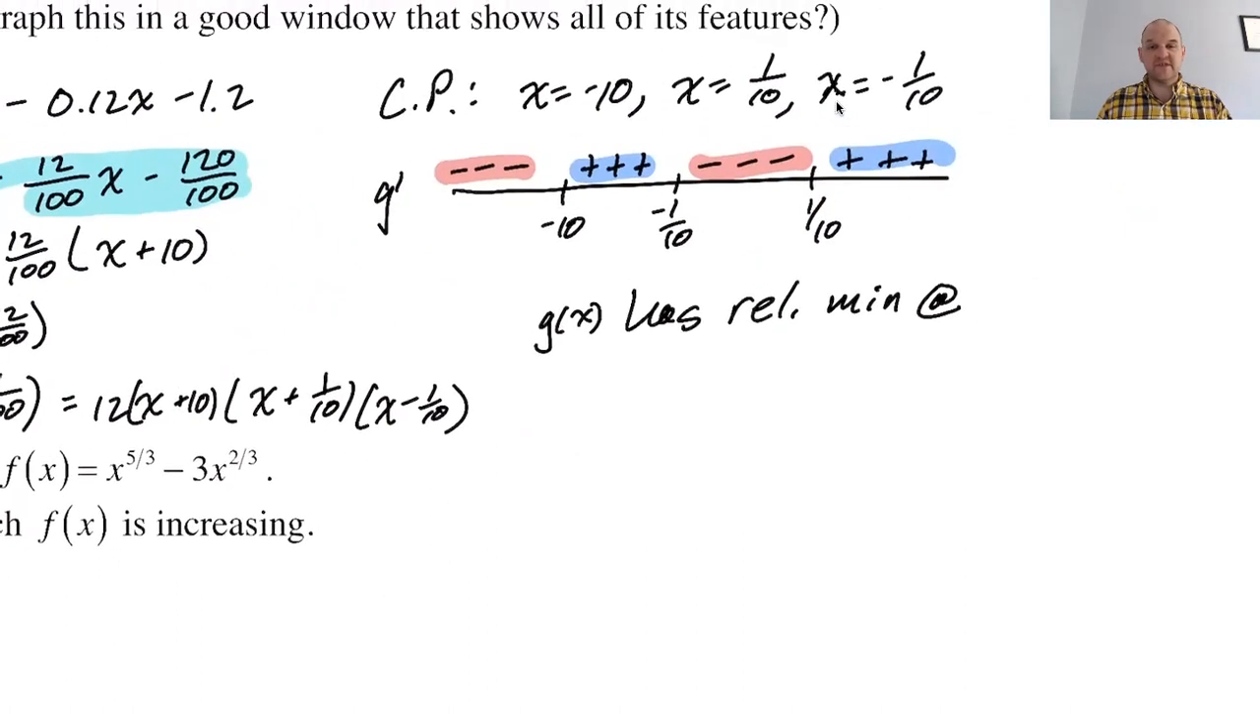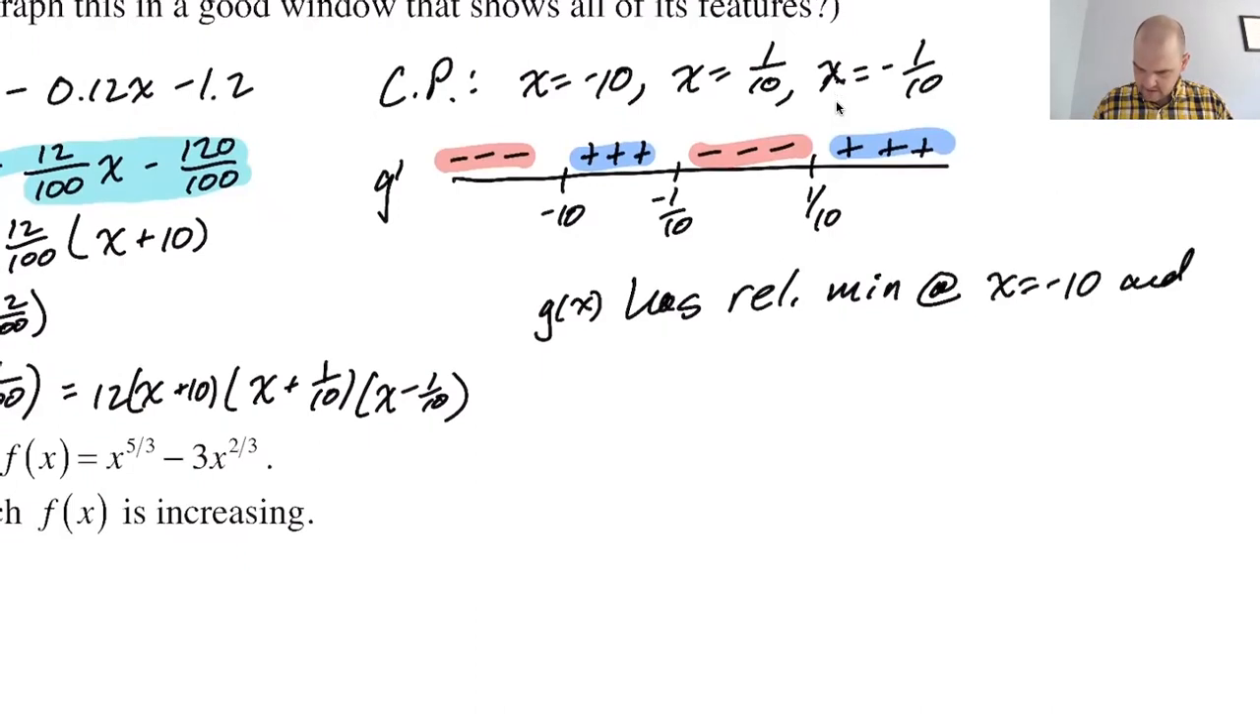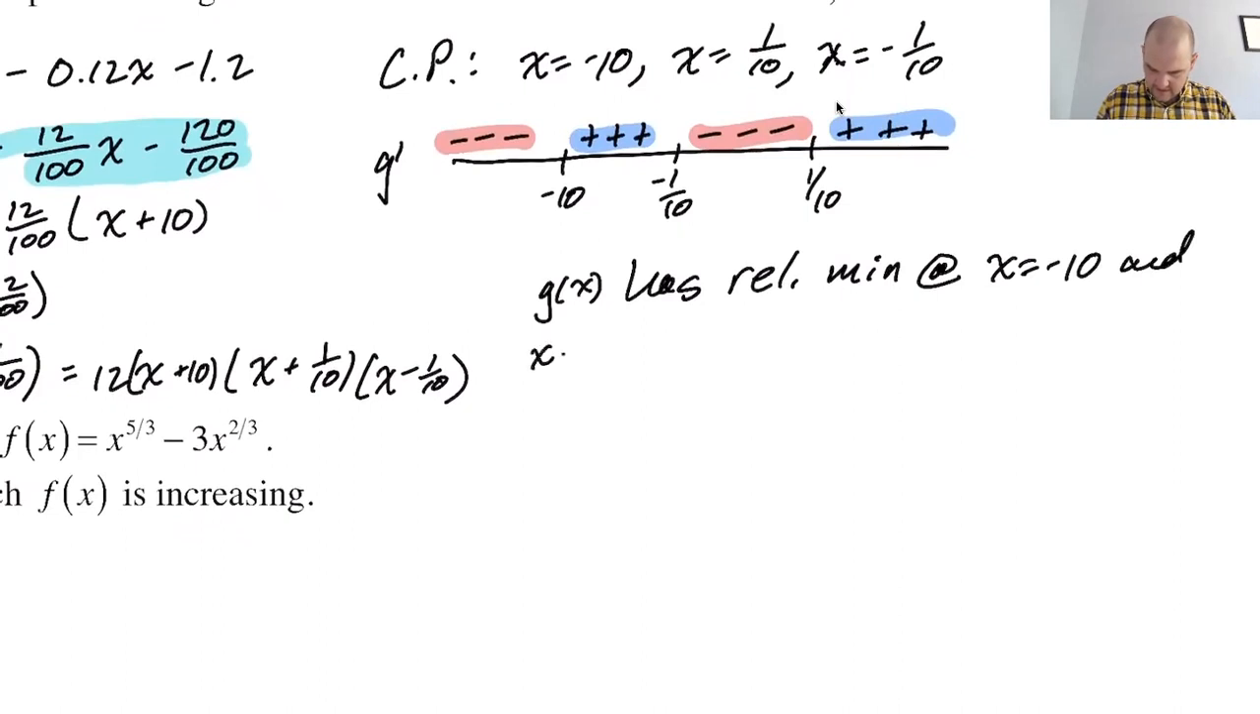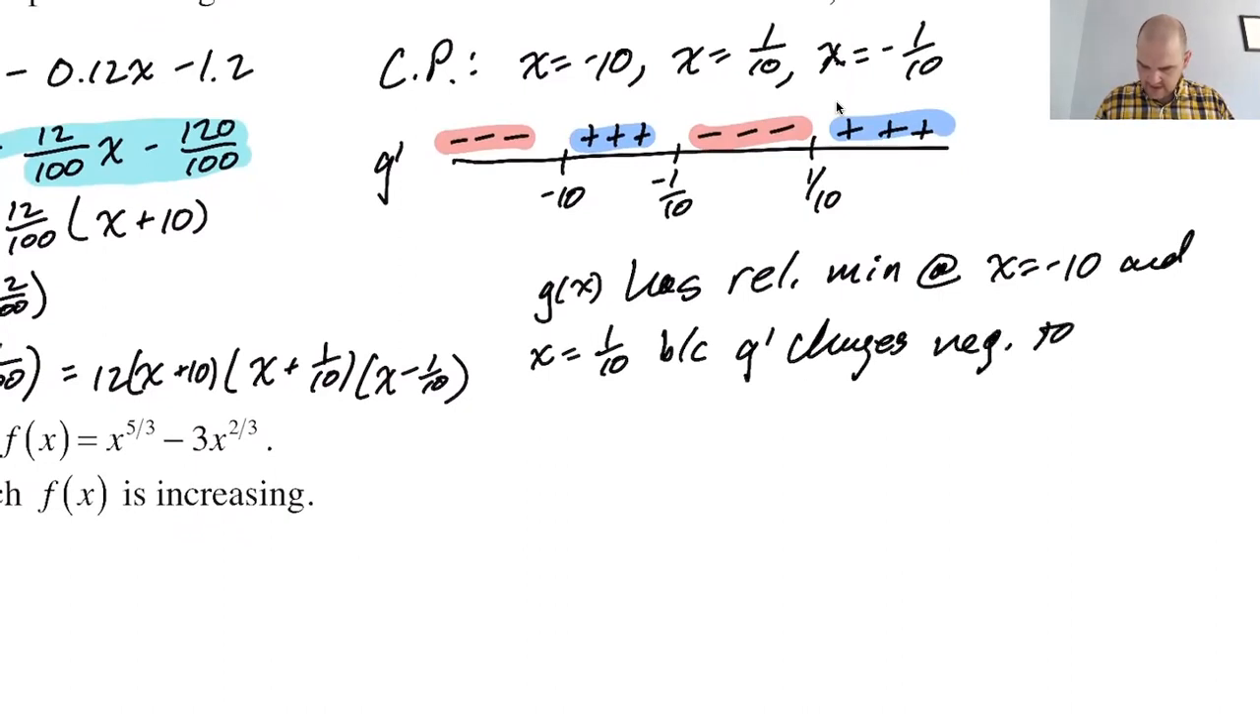It's where the derivative goes negative to positive. So that happens at -10 and at 1/10. So at x equals -10 and x equals 1/10. But why does it have those? Let's say because g prime changes negative to positive at those values.